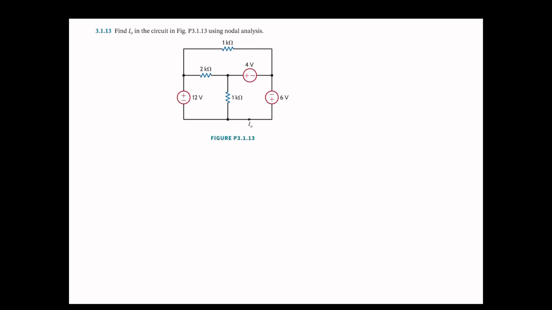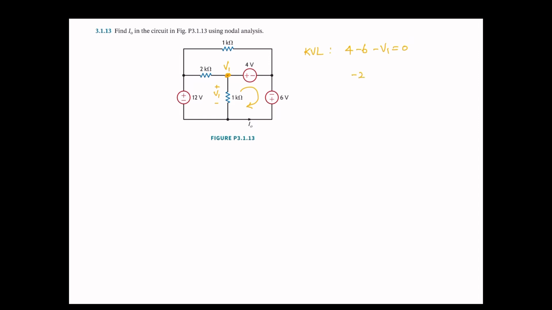3.1.13. Find I sub 0 in the circuit using nodal analysis. So before we assign the nodes, by looking at this node, we can do KVL. I'm going to just let this one be V1. That means we have a positive V1 and then negative. And then using KVL, we say 4 minus 6 minus V1 equals 0.